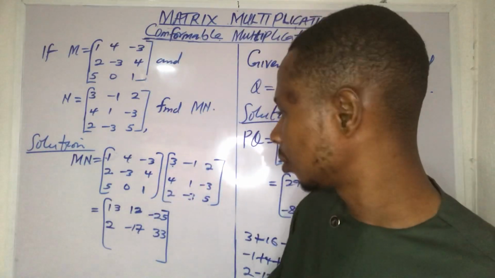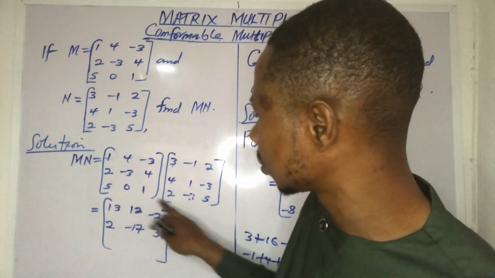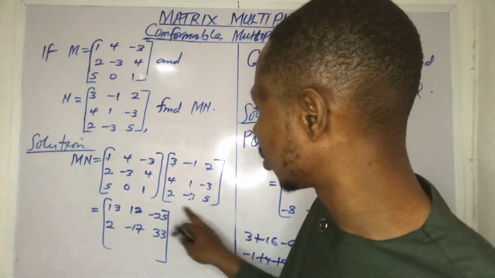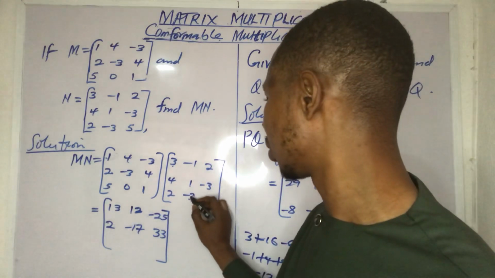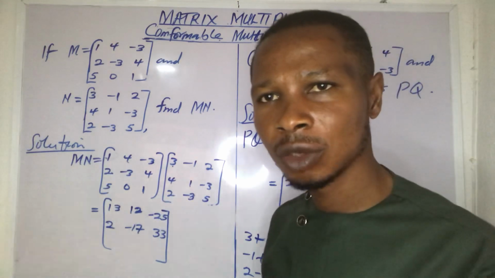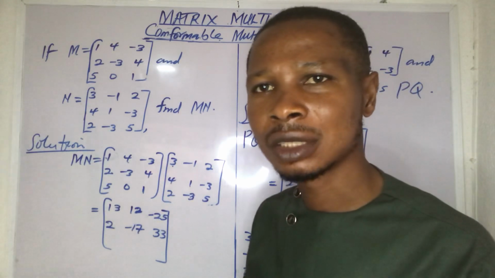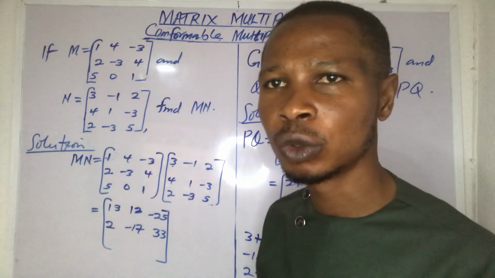If you try to complete the last one, use this third row to multiply this first column. This third row multiply this second column. This third row multiply this third column to get what you said. Try and solve it. Drop the answer in the comment section so I can see that you understand multiplication of matrix, conformable multiplication.